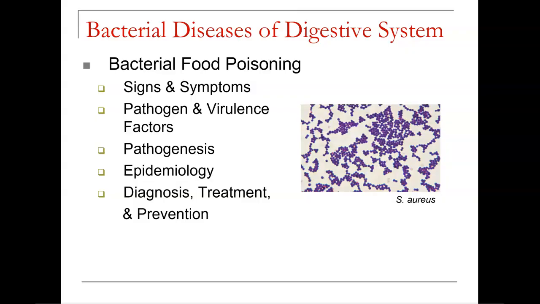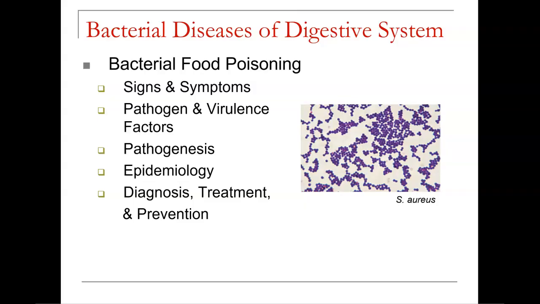Bacterial food poisoning is going to create nausea, vomiting, diarrhea, cramping, discomfort, bloating, loss of appetite, and fever. They may also produce weakness, headache, and difficulty breathing. The pathogen here is usually going to be Staphylococcus aureus. There's going to be 5 enterotoxins that are going to be the virulence factors. Pathogenesis is the bacteria is going to grow and secrete toxins.